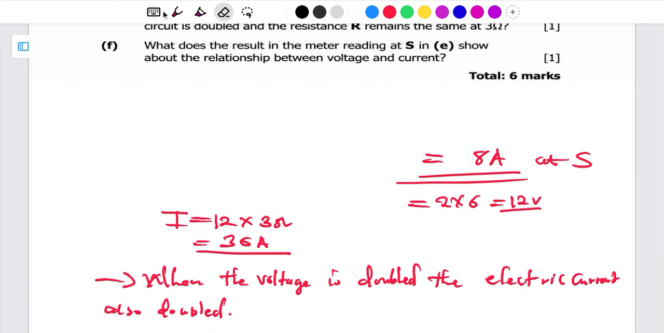Right. Then for question F, we're saying what does the result in the ammeter reading at S in question E show about the relationship between voltage and current. So this one, it is showing that they are directly proportional to each other.